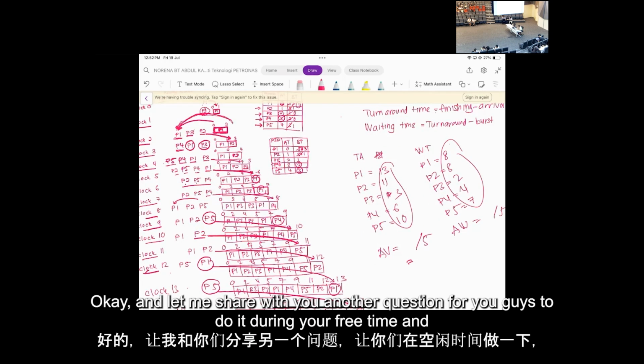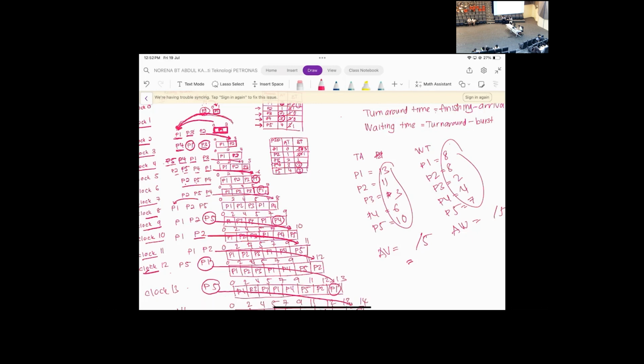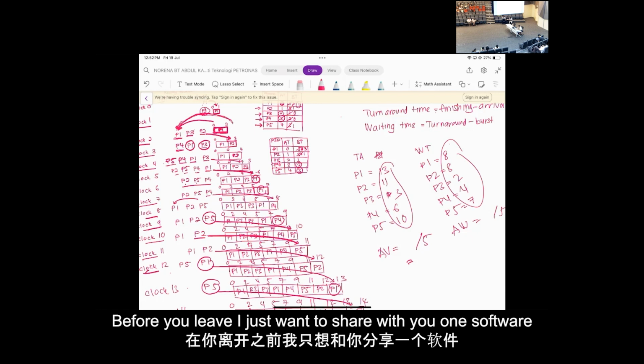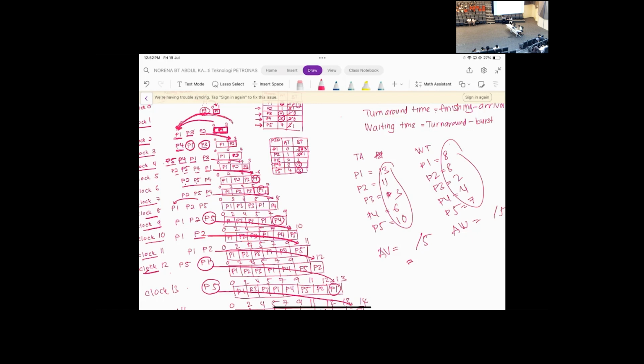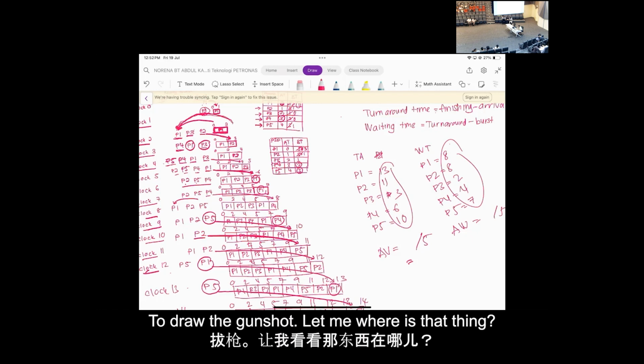Okay, and let me share with you another question for you guys to do during your free time. And before you leave, I just want to share with you one software that might be useful for you guys to draw the Gantt chart.